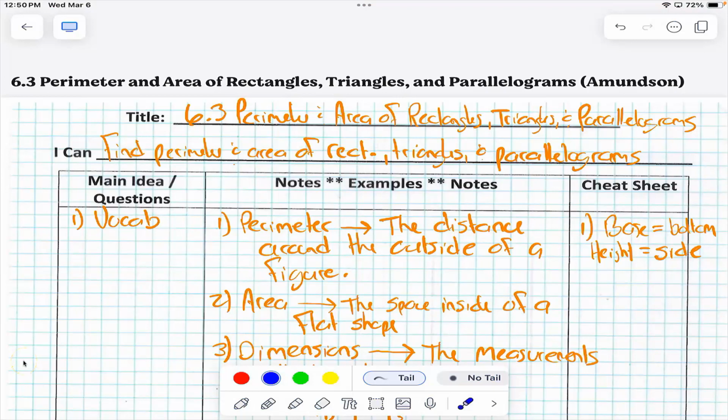Point 3, perimeter and area of rectangles, triangles, and parallelograms. Can you find the perimeter and area of rectangles, triangles, and parallelograms?